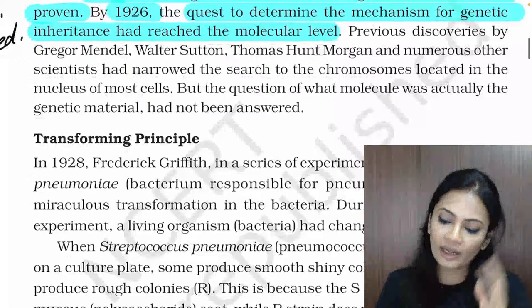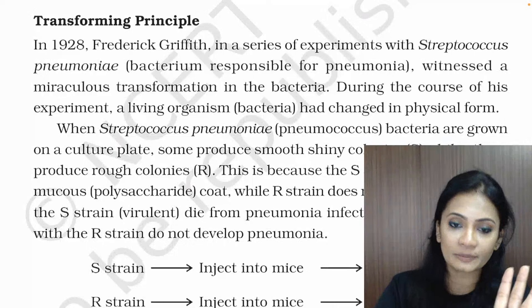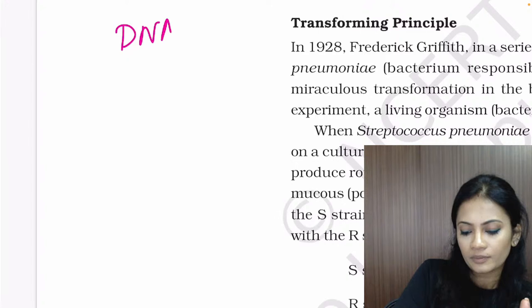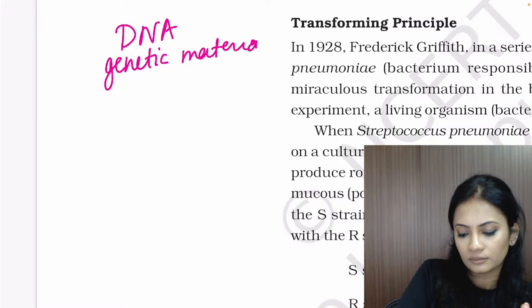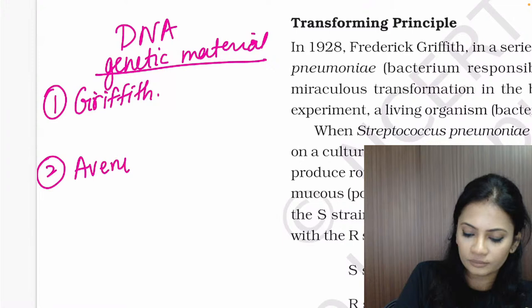Let us now begin with the first experiment, Griffith's experiment. Now, there are two experiments, or rather three experiments when we want to do this. Okay, three experiments. Which were they for DNA as genetic material? Which were the three experiments, kids? One, Griffith. Two, Avery. And three, Hershey and Chase.